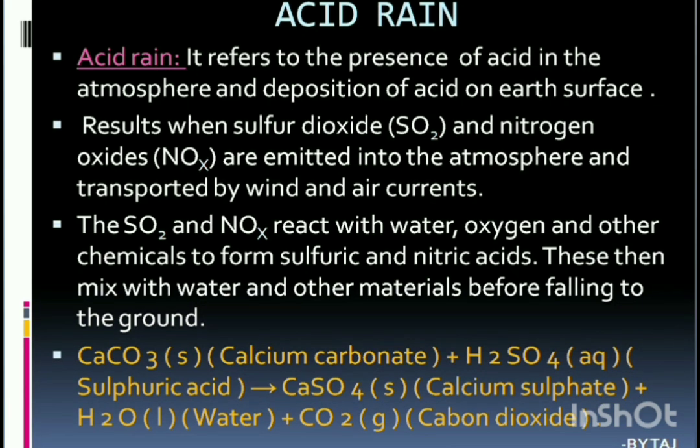Here the sulfur dioxide and nitrogen oxide react with water, oxygen and other chemicals to form sulfuric acid and nitric acid. These then mix with the water and other materials before falling to the ground. Nothing but the rain, whatever rain comes, that rain water will mix with this nitric acid and sulfuric acid and form acid rain. Here is the chemical formula: calcium carbonate reacts with H2SO4, that is sulfuric acid, forming calcium sulfate along with water plus carbon dioxide. So this is the chemical formula which explains acid rain.